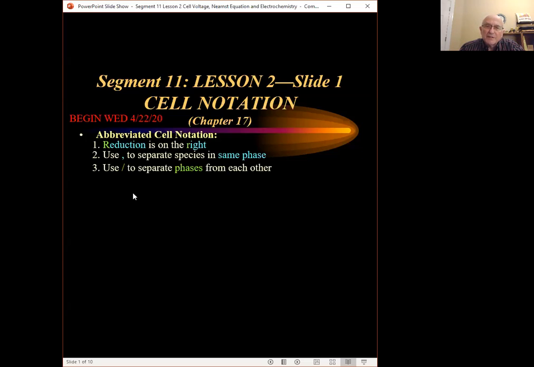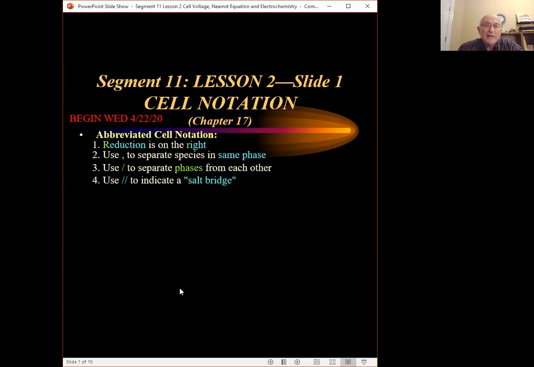You use a single slash mark to separate things that are in different phases. So for example, if I had zinc in the presence of zinc ion, zinc metal and zinc ion would be separated by a diagonal. If I had a reaction that had oxygen and hydrogen gases in the same side of the equation, those components would be separated with a period. So you use the period if the things in that same half reaction are in the same phase. You use a diagonal if they're in different phases.